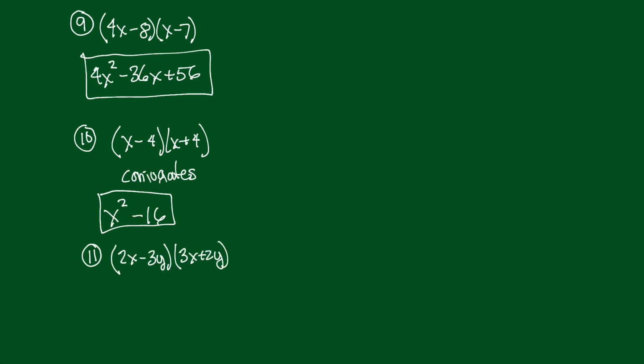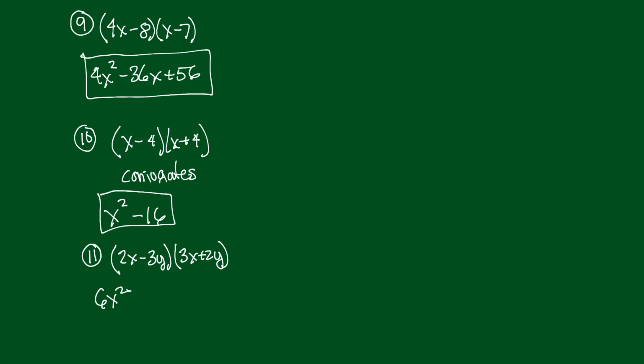Now, number 11 almost looks like conjugates, but they're not. This is a 2x minus 3y. This is 3x plus 2y. They're not conjugates. So I'm going to have to just multiply it all the way out. So start with the x, run it through. So 2x times 3x is 6x squared.